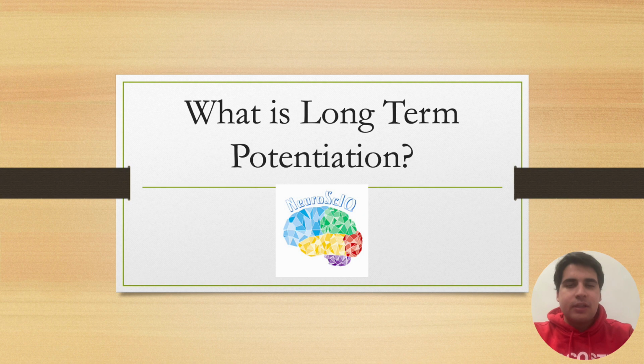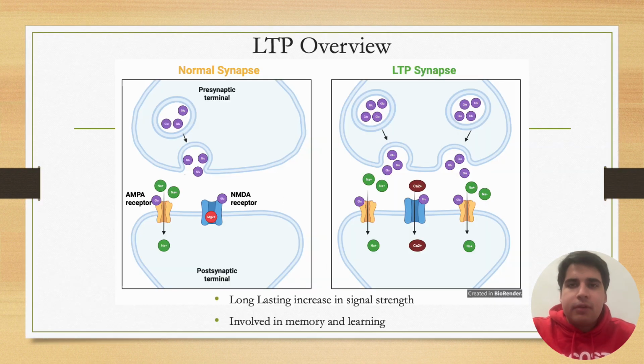Today we are going to dive into the fascinating world of learning and memory formation. Specifically, we will be talking about long term potentiation, also known as LTP. If you ever wondered how our brains encode and retain information, or how neurons communicate to form long lasting memories, then you are in the right place.